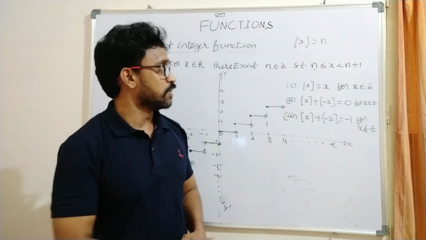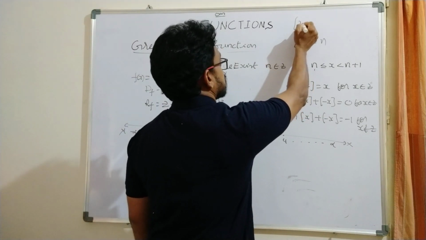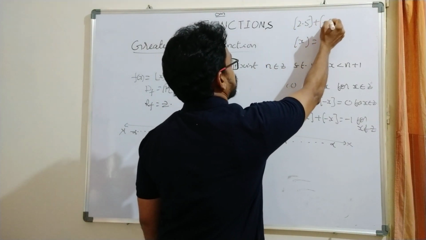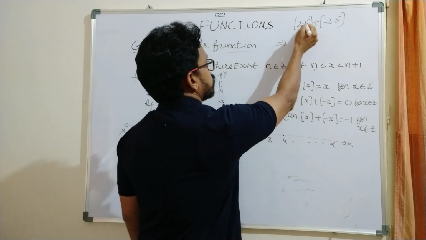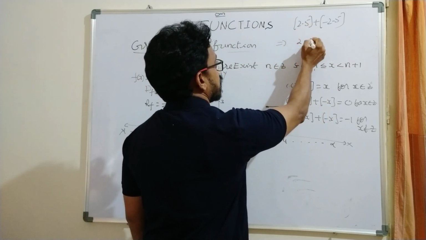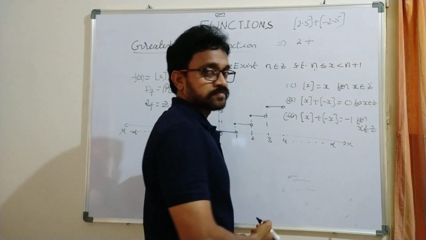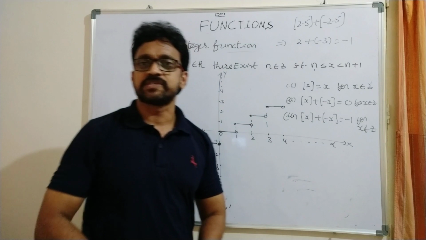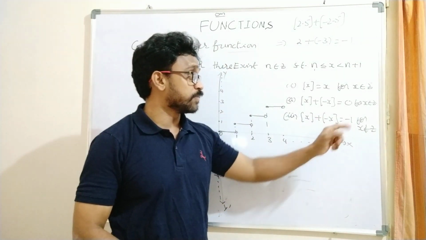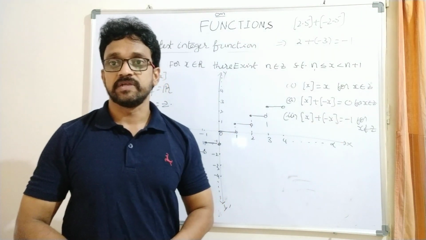When x is non-integer, then step x plus step minus x is always minus 1. For example, step 2.5 plus step minus 2.5. Step 2.5 value 2 plus step of minus 2.5 is minus 3, very clear, minus 1. That's always true. Step x plus step minus x value is minus 1 when x is non-integer.